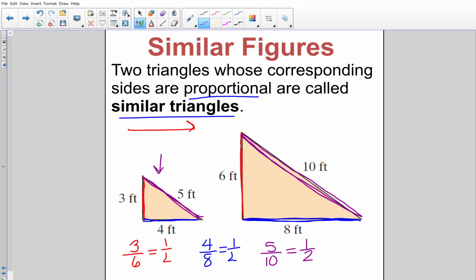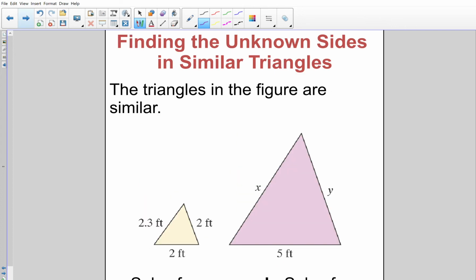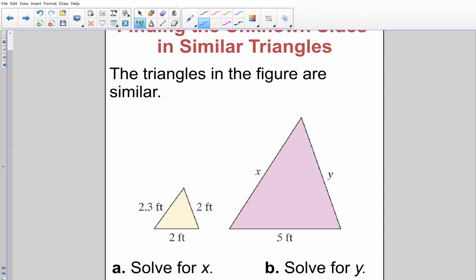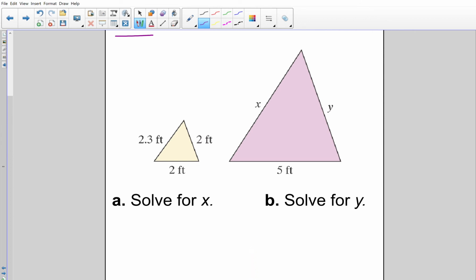So we can set up proportions to find missing pieces in similar figures. So let me show you in the next example how this works. And these triangles, they're telling me that they're similar. So all I have to do is say that they're similar. As soon as I see that word, I'm good to go. And then I can set up proportions to solve for missing pieces. So here I have a complete triangle. And again, remember, we want to move left to right always. And I have some missing pieces on this triangle. So the first thing I want to solve for is x.